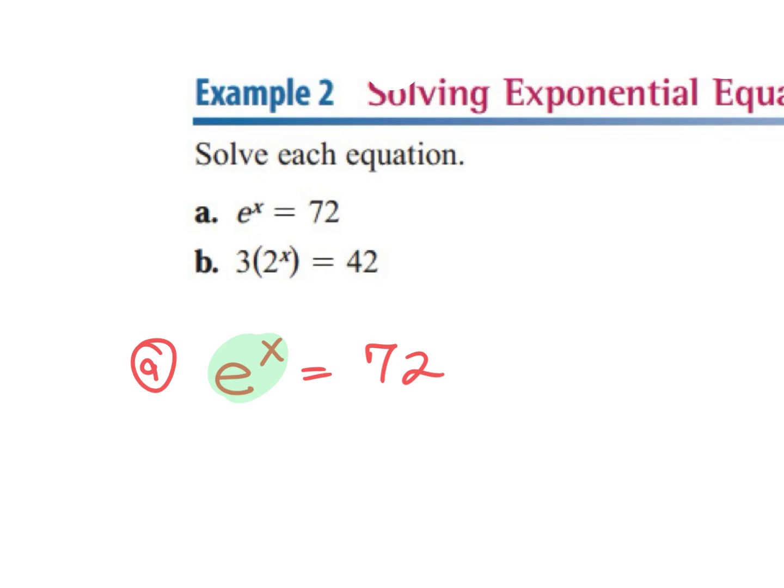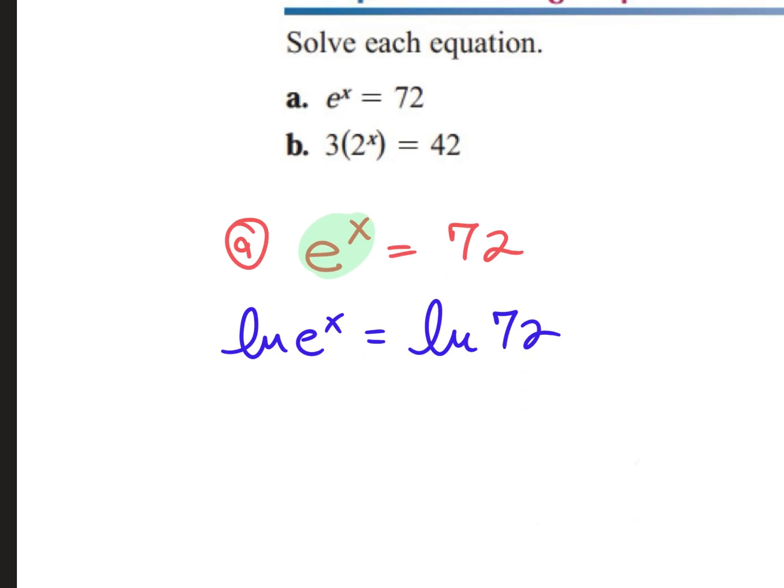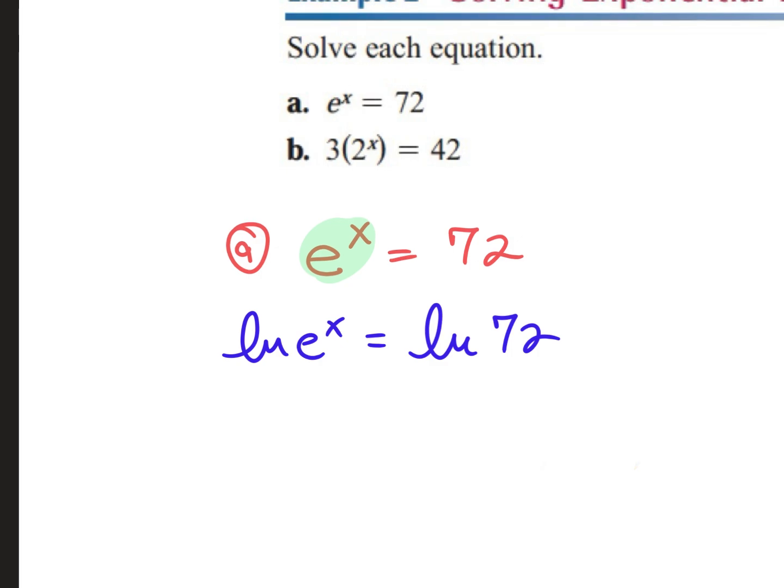Not multiply, but you're going to take the natural log. So what you do to one side, ln of e to the x, you do where? To the other side, so ln of 72. What happens on the left-hand side with the ln and the e? They cancel, so x equals, calculator, 3 decimal places.